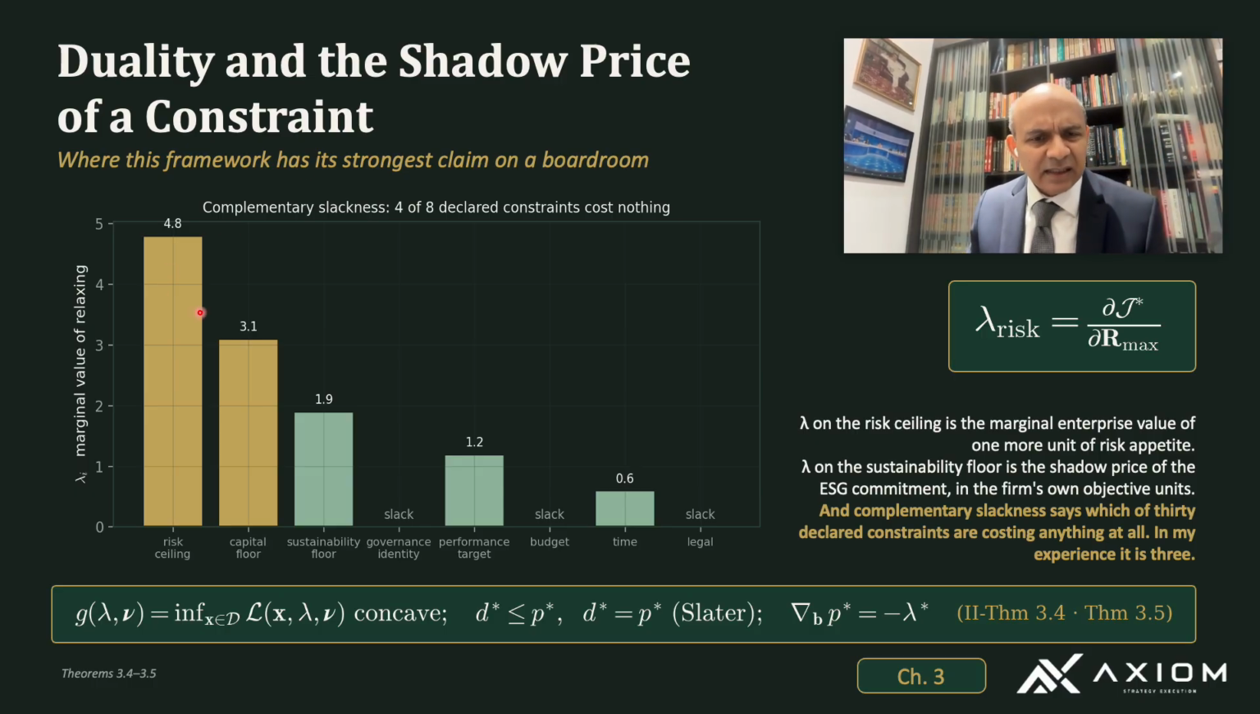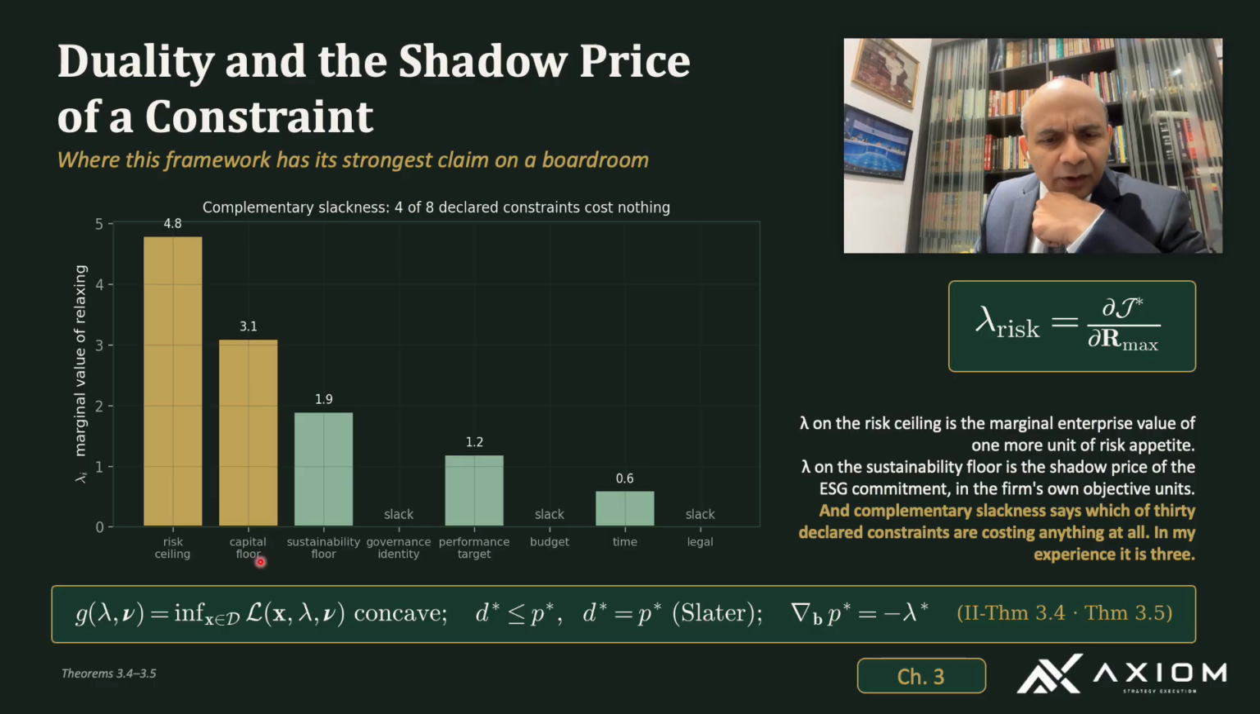So we can look at this chart over here. It illustrates complementary slackness and shadow prices across 8 different enterprise constraints. The bars show each constraint's multiplier, lambda, which is the marginal value of relaxing that particular constraint. So the risk ceiling has the highest shadow price, 4.8. As you can see, risk ceiling is 4.8, followed by capital floor at 3.1. So those are the most economically restrictive constraints.